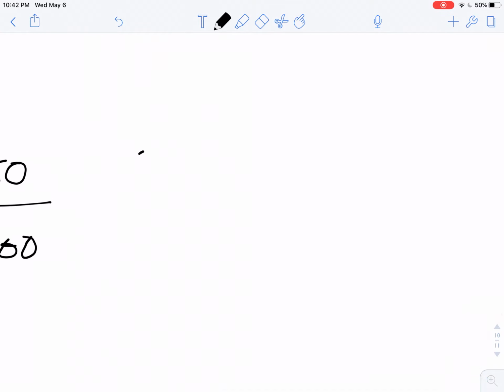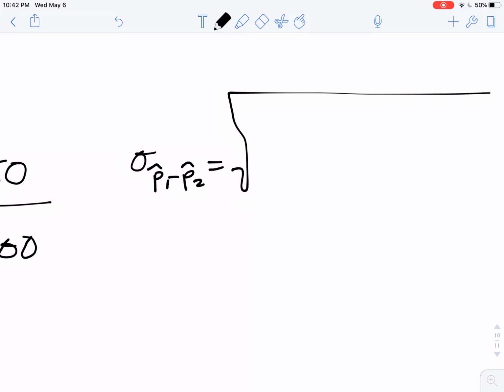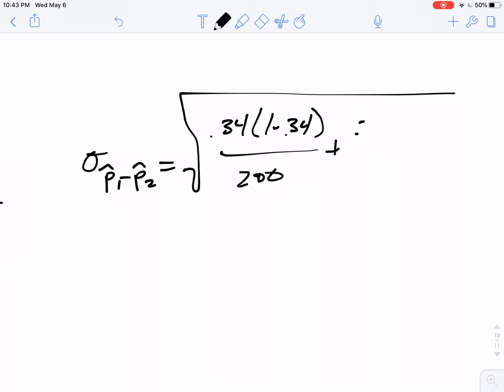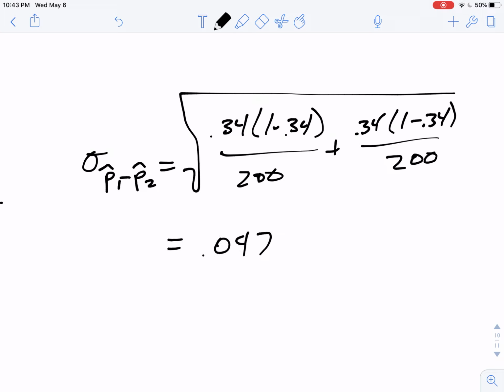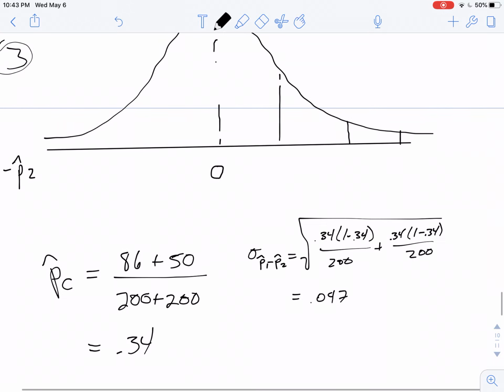Now I can calculate my standard error using that pooled proportion. I'm going to take 0.34 times 1 minus 0.34 over 200 and add that to really the same thing. These two fractions are the same because our sample sizes happen to be the same. It's not always going to work out like that. Put that all into your calculator. You should get a standard error of about 0.047. So that's what I'm going to count by now on my picture.